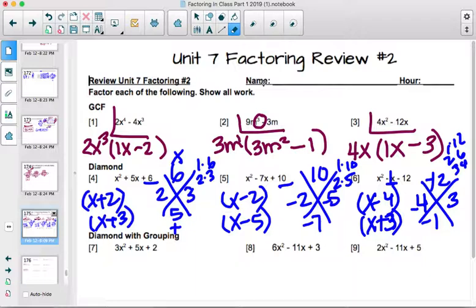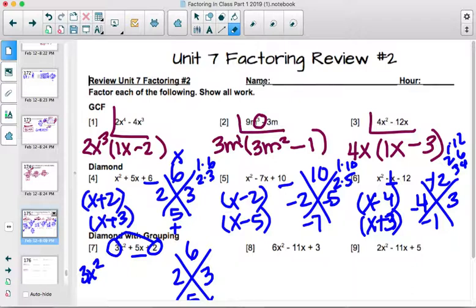And then the next type is our diamonds with grouping. So we do the first times the last, which is 6, and the middle number goes on the bottom still. We get our factors, which are still 2 and 3. The only difference is we have to do the grouping method for this one. So we keep the first term, we keep the last term, we write the two terms we got for our factors in the middle. It doesn't matter what order you write them in.